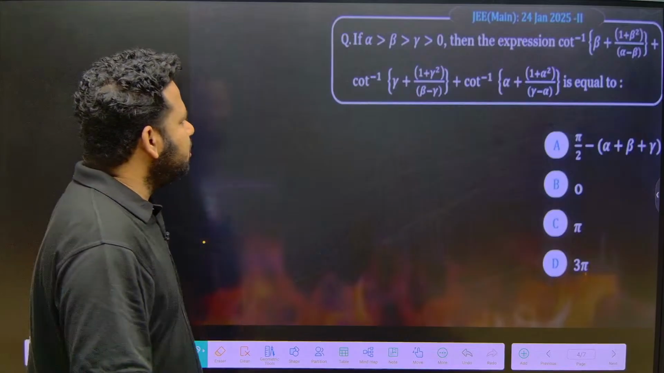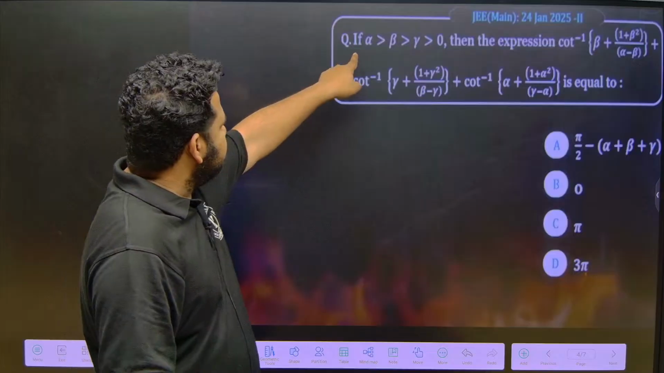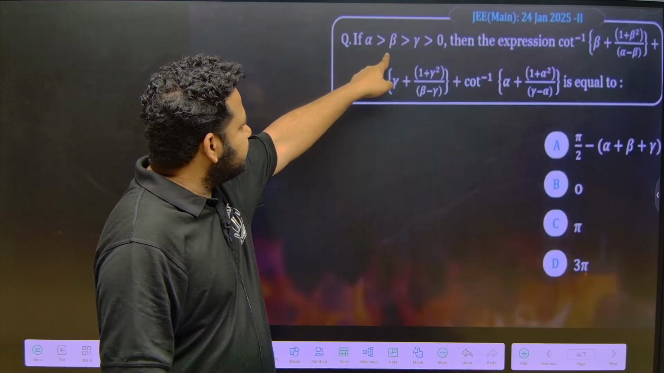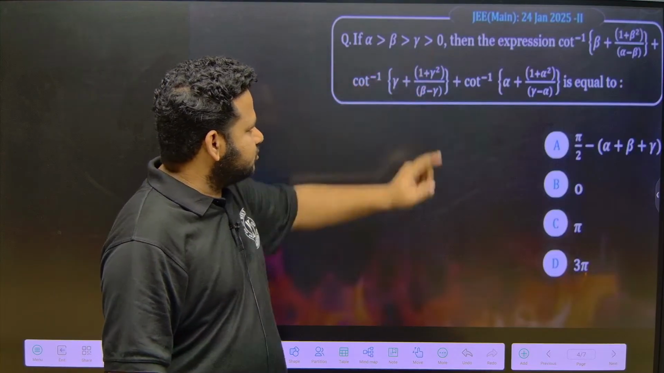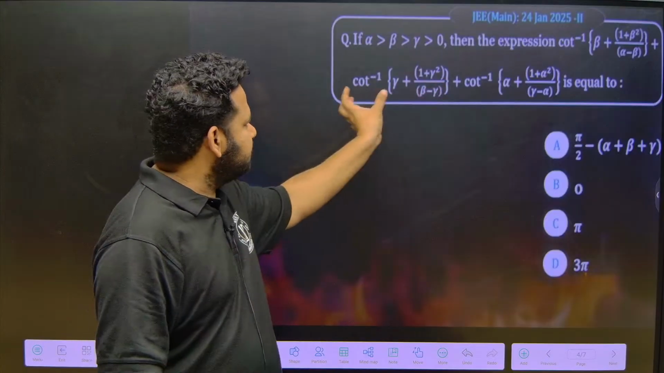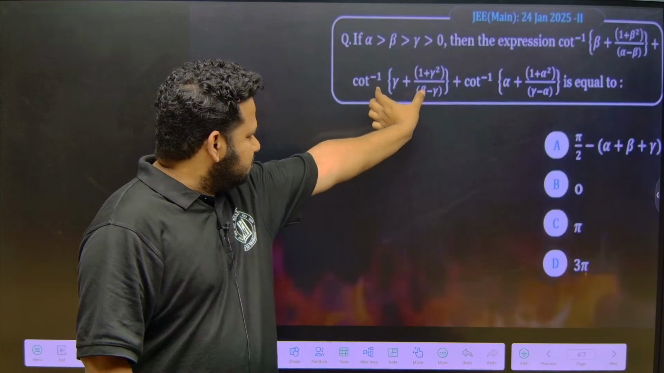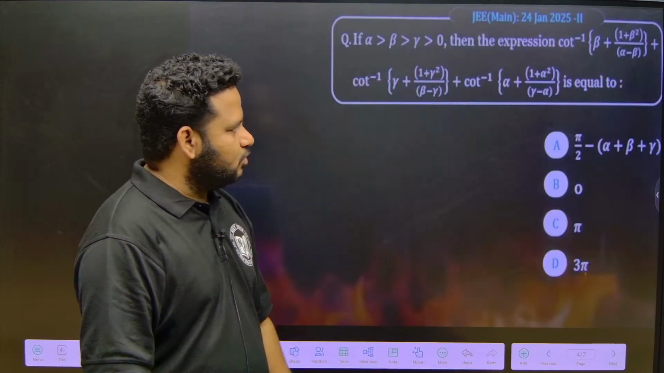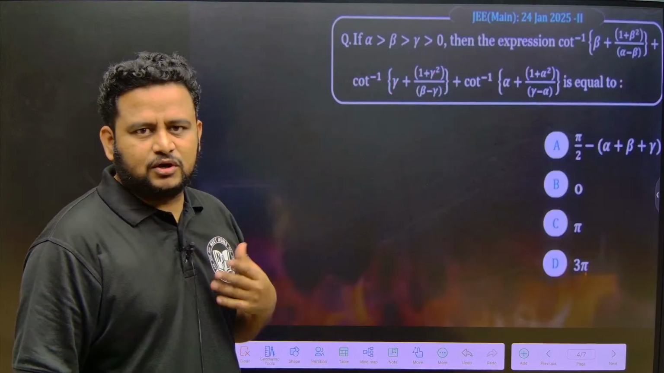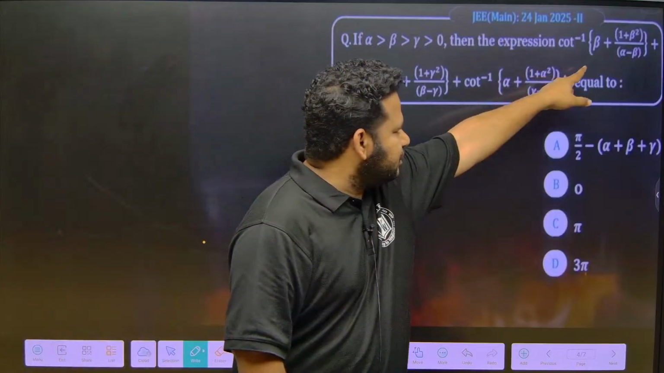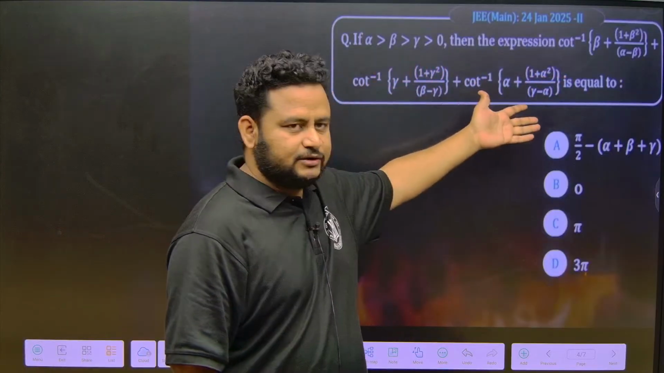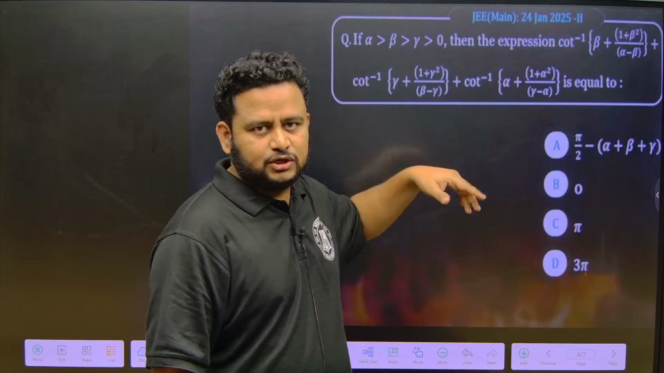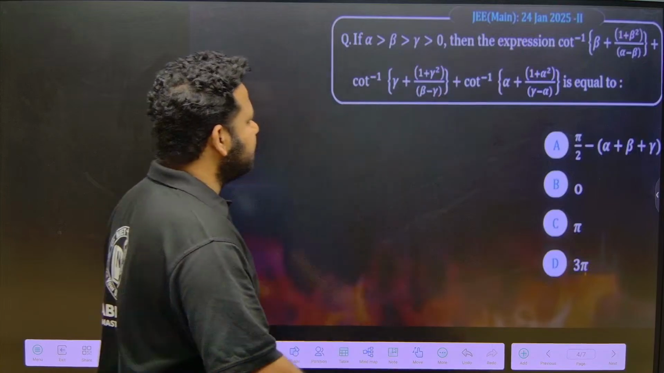Okay, now what they have given: alpha is greater than beta is greater than gamma is greater than 0, then the expression cot inverse of something plus cot inverse of something plus cot inverse of something, there is similarity between all the three terms, is equal to what? By our knowledge of mathematics, if I find out the value of one term, the similarity lets you find the others. No need to solve it again for that. First let me write down what is given.